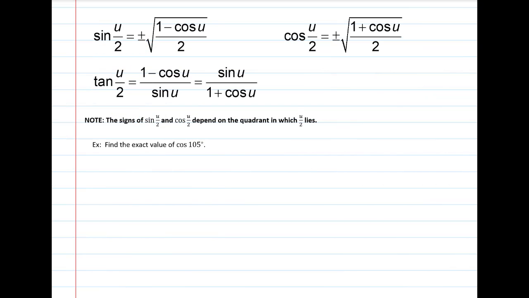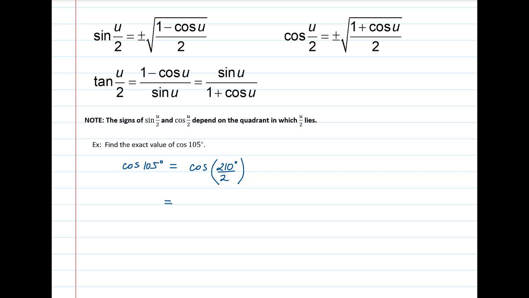Here we have our identities, and also we have an example where we're asked to find the exact value of cosine of 105 degrees. We could set it up as a half angle. Cosine of 105 degrees is the same thing as cosine of 210 over 2 degrees.